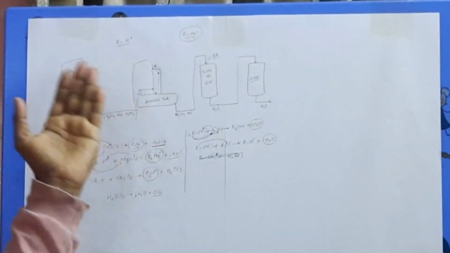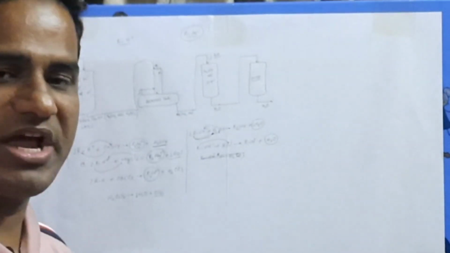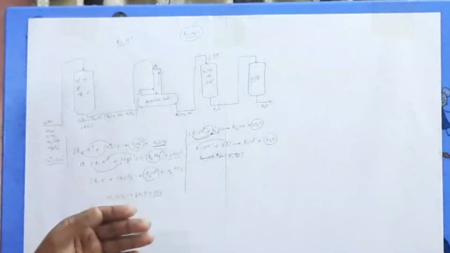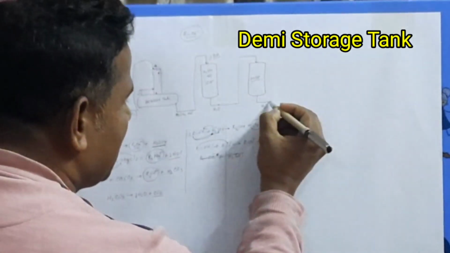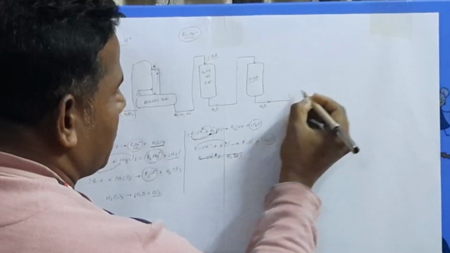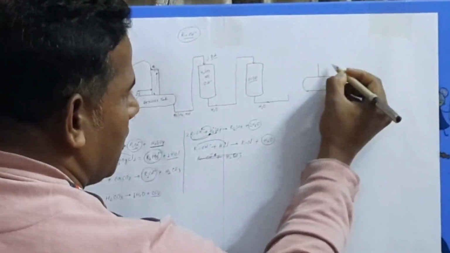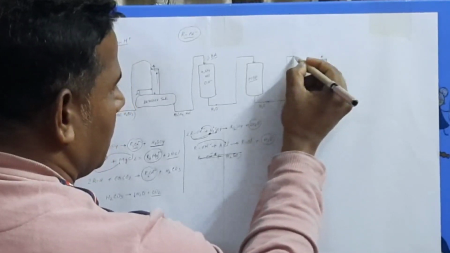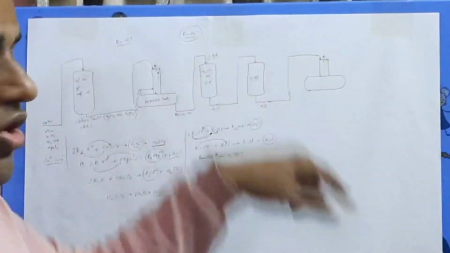So finally, what will come out? Only water, H2O, will come out from the MBP section, from the MBP unit, because here we are maintaining conductivity of 0.2 microsiemens per centimeter. After that it will go to the DM tank. Finally, where will it go? To the deaerator. Okay, so finally this water will enter the deaerator.